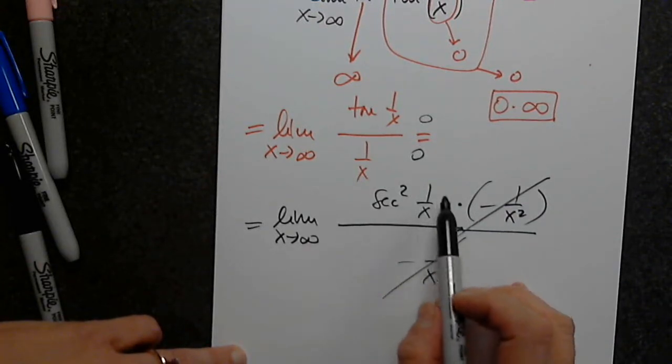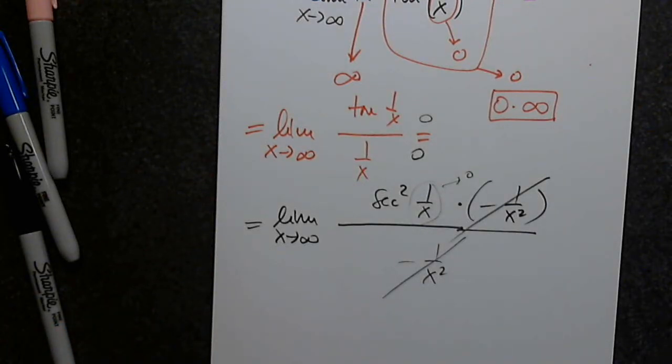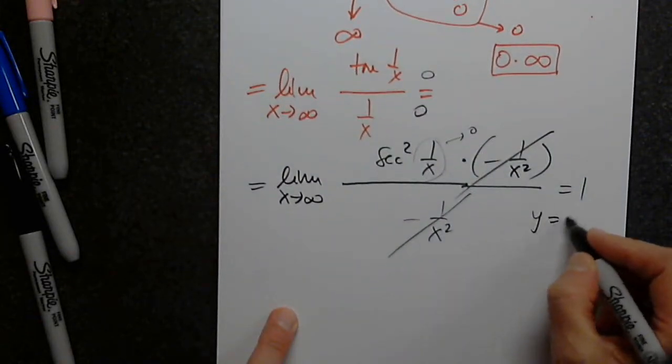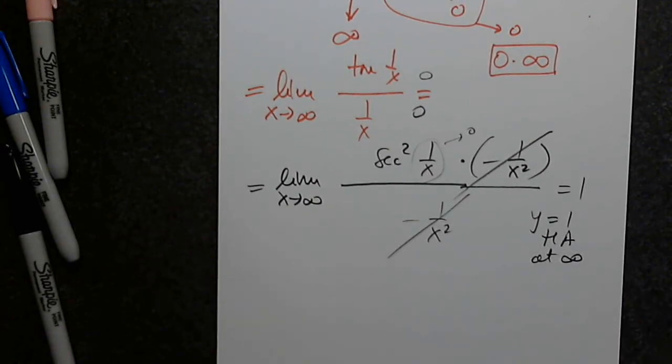So now when x approaches infinity, this approaches 0. And how much is secant 0, or how much is cosine 0? Because secant is 1 over cosine. Once I know cosine, I know secant. 1. So the answer is 1. So y equals 1 is a horizontal asymptote for this function at infinity. Any questions?